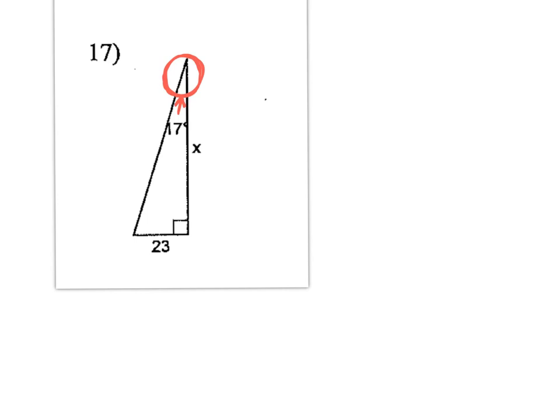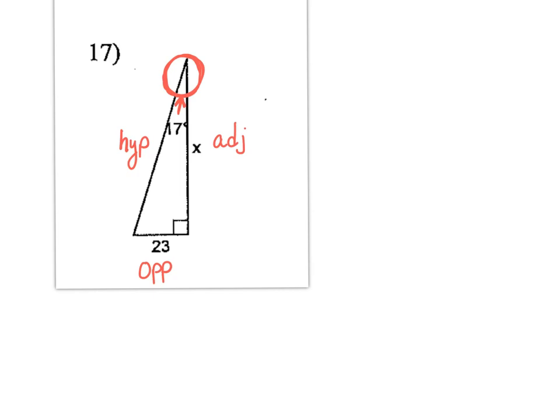The reason I circle that angle is it clearly helps me identify the hypotenuse and the adjacent side. The hypotenuse is always opposite the right angle, and it's always the longest side of a right triangle. So we are going to label our hypotenuse. The adjacent side is always the other side that helps make that given acute angle. And then the third side is always referred to as the opposite side, the side opposite the given acute angle.